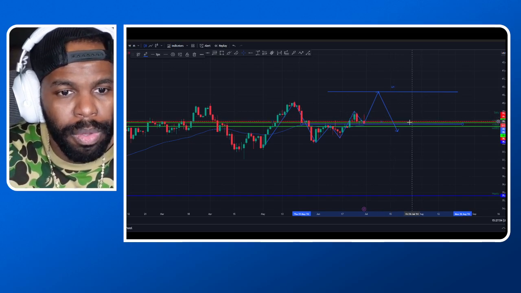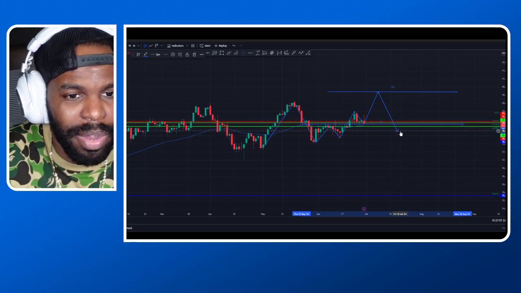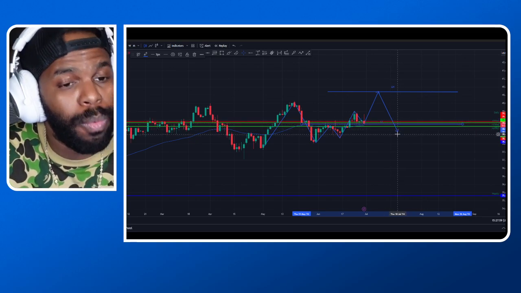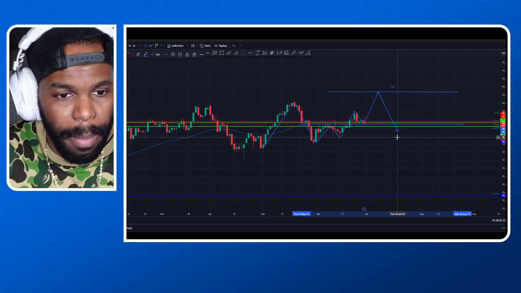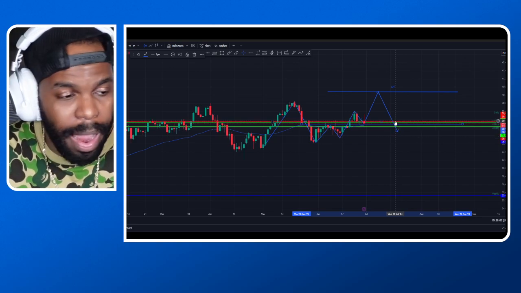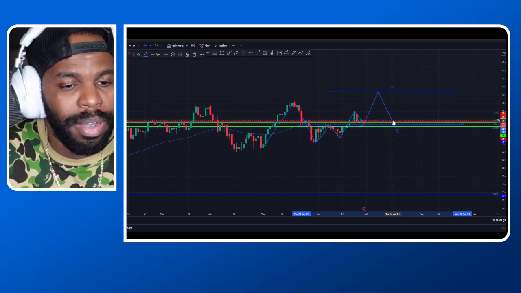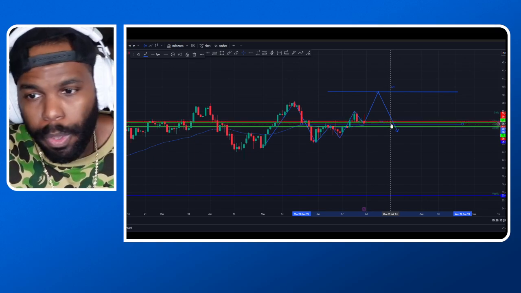Okay, so now since the daily is creating lower highs and lower lows, I want to be looking for shorts. I want to be only looking for selling opportunities. If it's a higher high and higher low, I'm only going to be looking for buying opportunities. All right, hope that makes sense.